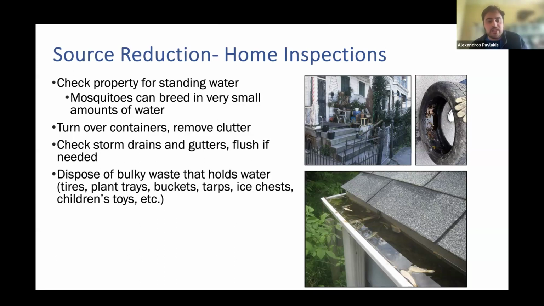So any of these things that are listed here, I can promise you, if it's a container, if it has a divot, I've seen it in somebody's backyard and I've seen it breeding in someone's backyard, even with the smallest amounts of water.